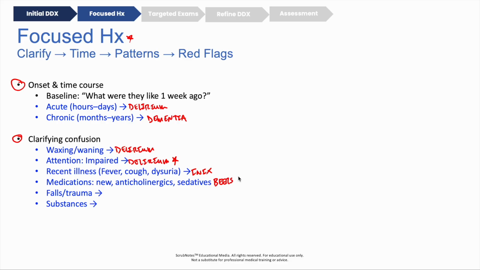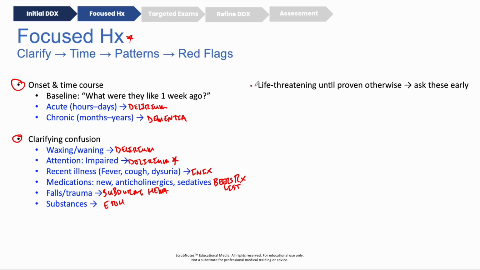We want to be sure we ask about medications, whether they're new, if they're taking any anticholinergics, sedatives, and a good reminder to always review the Beers list for medications that can affect older adults. We want to check for falls and trauma. This could be indicative of a subdural hematoma causing their confusion. And then it's good to ask about any substances like alcohol or benzodiazepines.